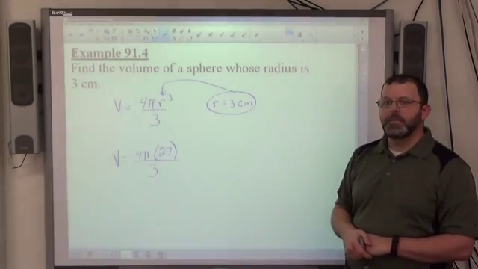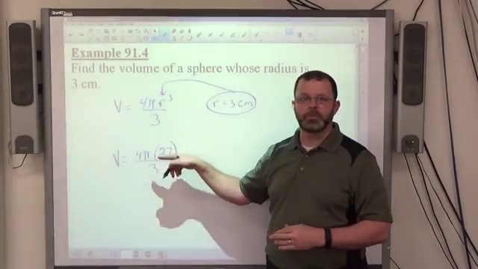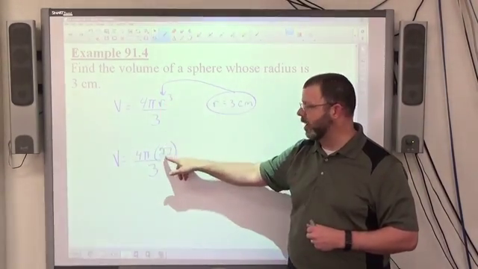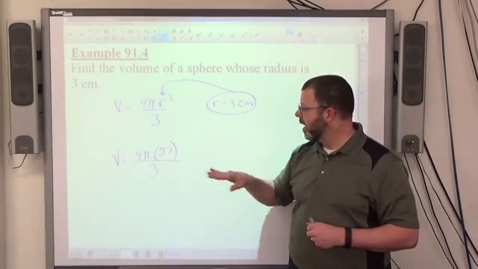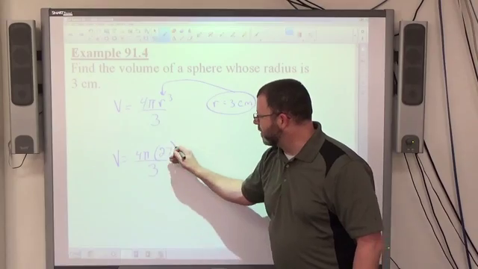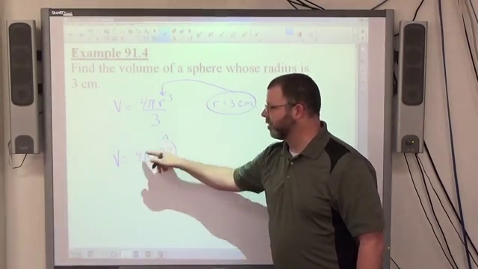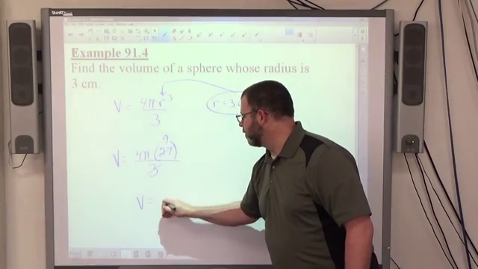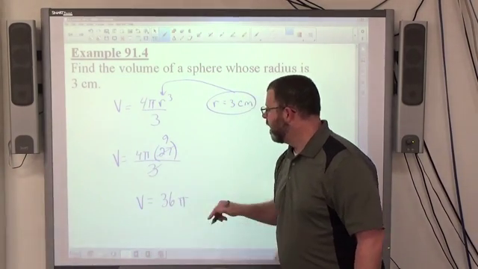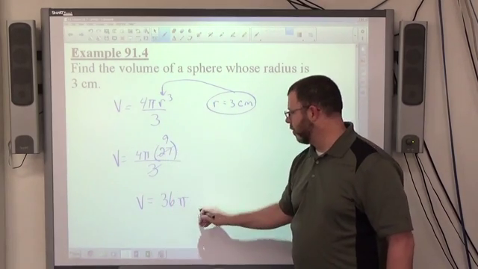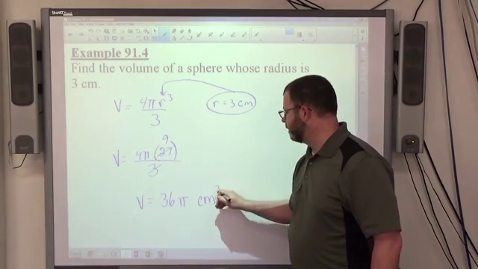All right. Anytime I can avoid writing something to a power in my expression, I try to do that. So anytime I see something to the third or something squared, I just try and do that in my head whenever possible. And then I'm just looking at a multiplication and division from that point. I noticed that the 27 divides by the 3. That is legal since all the stuff on top is being multiplied. And 4 times 9 is 36. And notice that radius was 3 centimeters. It got cubed, right? So this becomes cubic centimeters.